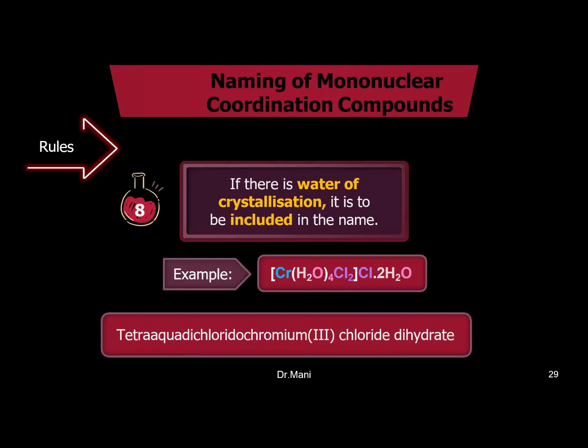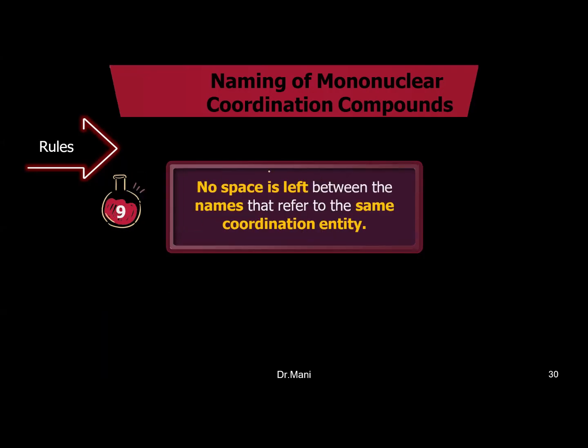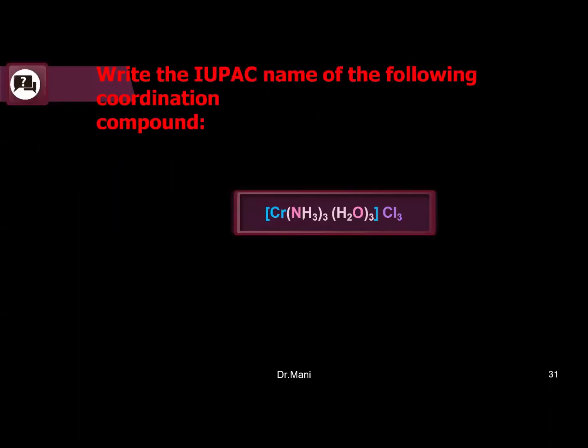If there is water of crystallization, it is to be included in the name as well. Remember this. Suppose the water is present within the coordination entity, then you will be including the water name as well by giving the aqua. Understood? So see here, tetraaquadichlorochromium(III) chloride dihydrate. This is the entire compound name. And no space is left between the names that refer to the same coordination entity. Remember this as well.